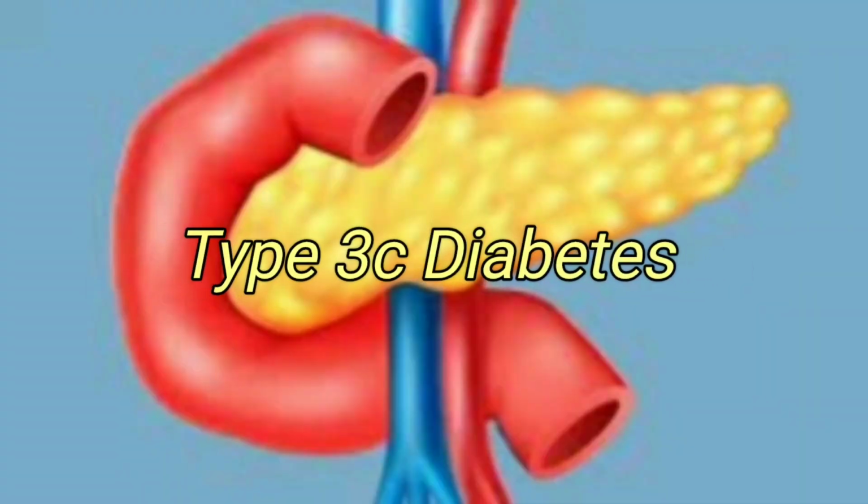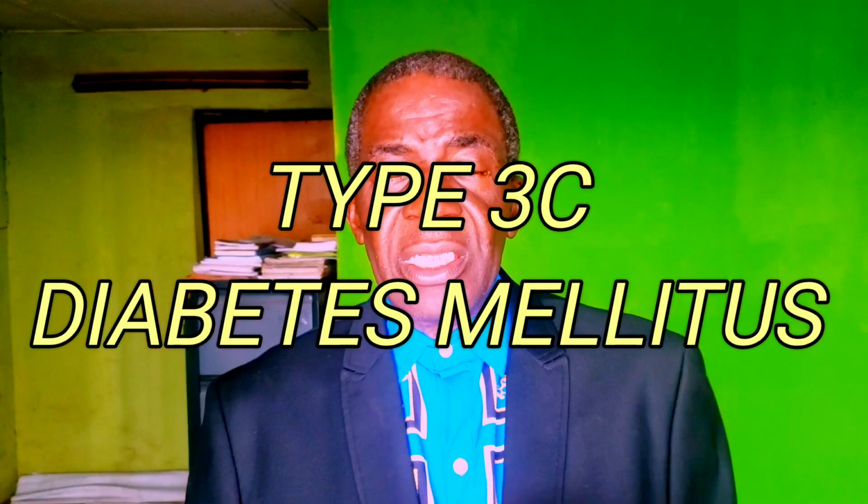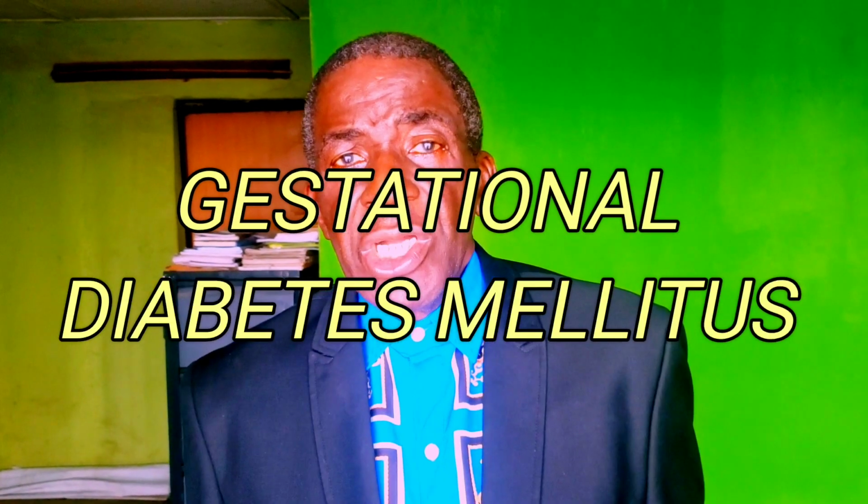It is not numbered like that, though we have type 3 of recent, and it's now called type 3C, that is diabetes type 3C. What that involves is more of pancreatic genetic problems. Gestational diabetes is usually during pregnancy, and one should be very careful to correct it so that it will not affect the baby.